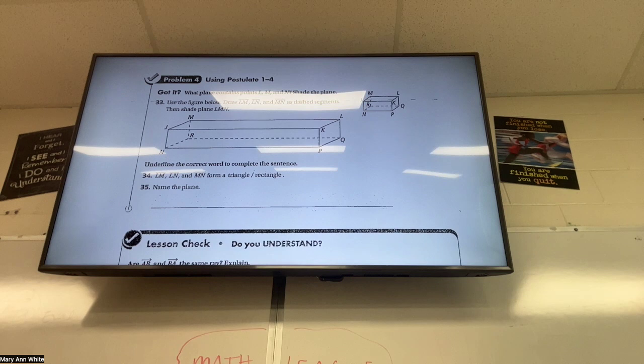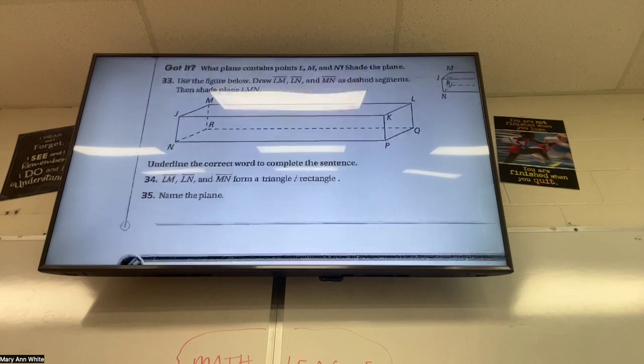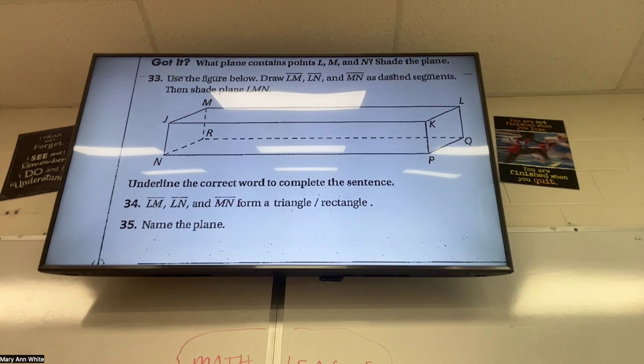This one, 33, it says, what plane contains the points L, M, and N? Shade the plane. Okay, so we're going to use that big figure right there, and we are going to draw LM, LN, and MN, and then shade that plane. Okay, so go ahead. We're going to connect the dots. LM is already drawn for us, so I'm just going to connect that.